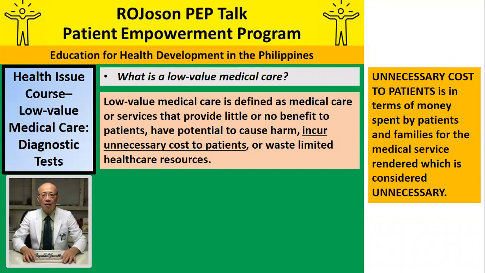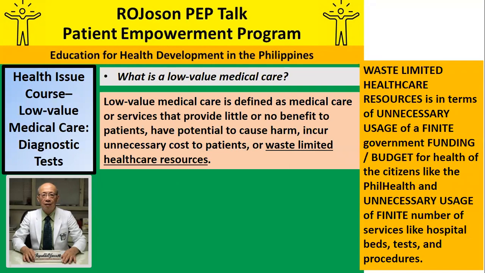Unnecessary cost to the patients is in terms of money spent by the patients and families. Waste of limited healthcare resources is in terms of unnecessary usage of government funding, which is finite, which has a limit, or budget for the health of the citizens, like the PhilHealth, and unnecessary usage of finite number of services like diagnostic beds, tests, or procedures.